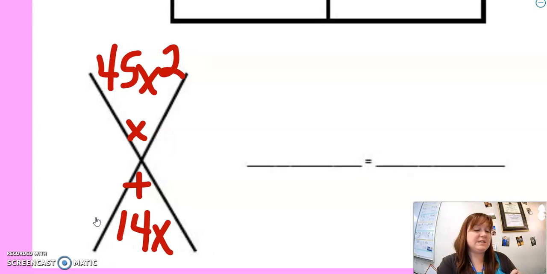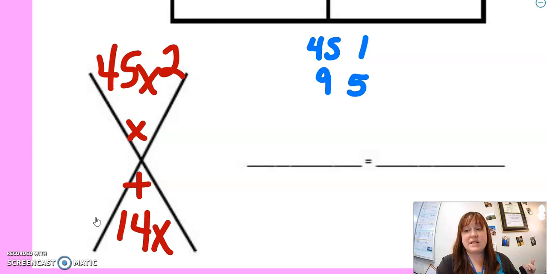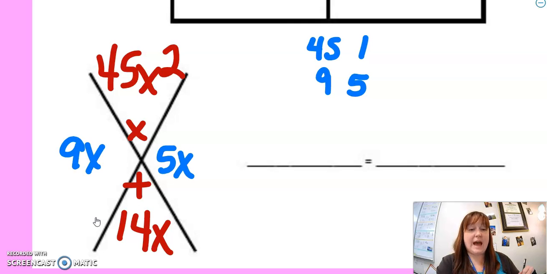So I just start listing the factors of 45. 45 and 1, 9 and 5, and there we go. We already get to the right ones. So if I had 9x and 5x, those would add together to 14x and multiply to 45x squared.